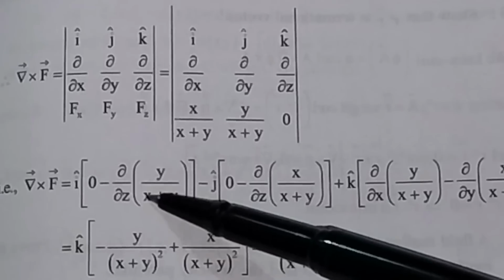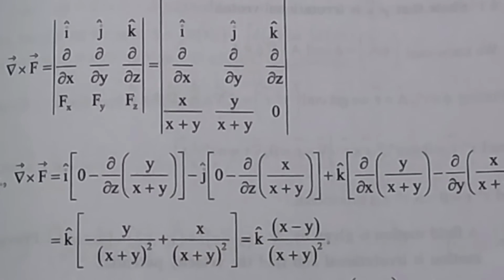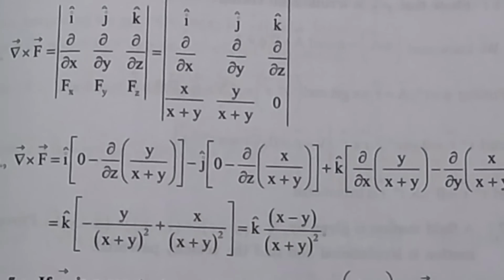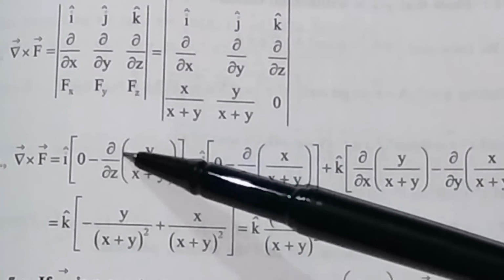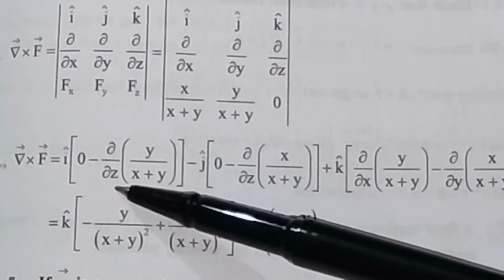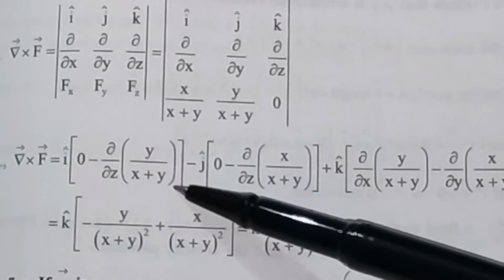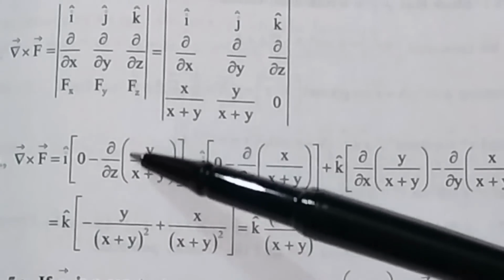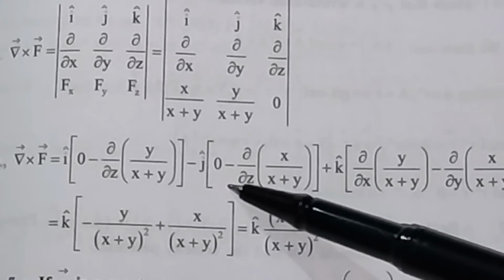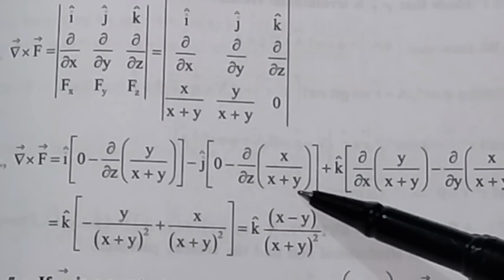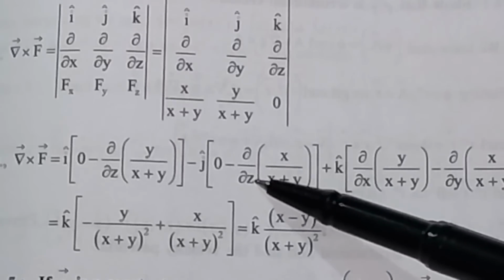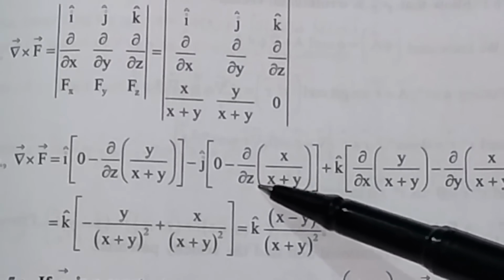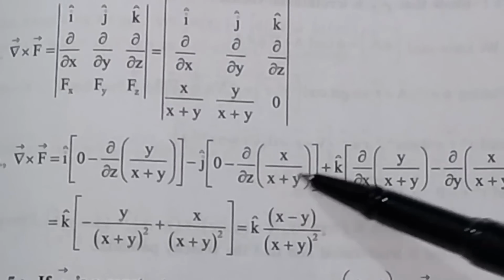Now solve this determinant. The first term will be equal to 0, because if you take the partial derivative with respect to z, this term also will be equal to 0, because there is no z term here. Similarly, for the j component also this will be equal to 0, because if you take the partial derivative of this term with respect to z, there will be no z here, so it will be equal to 0.